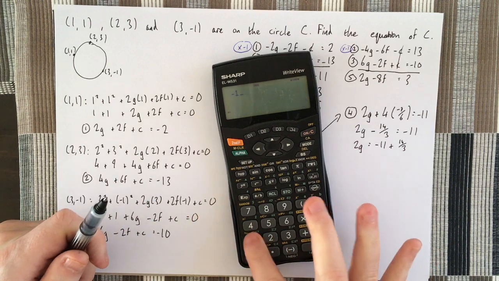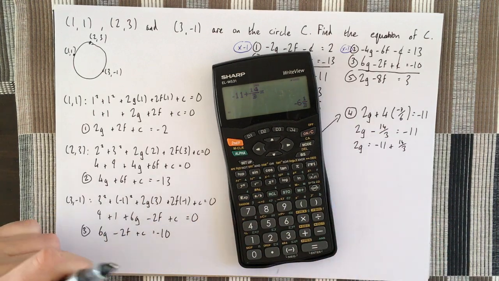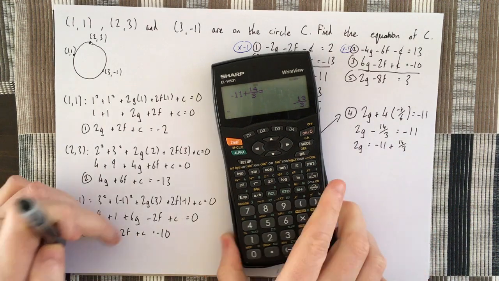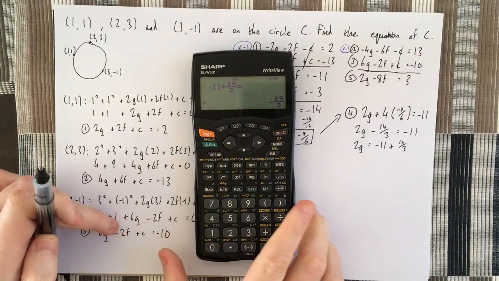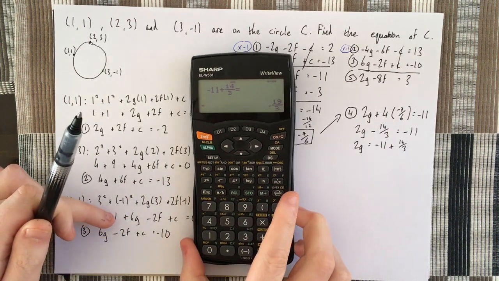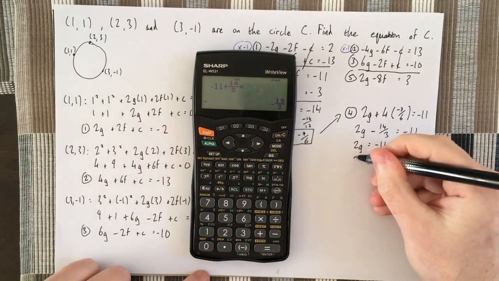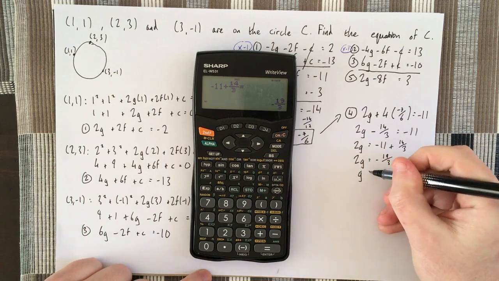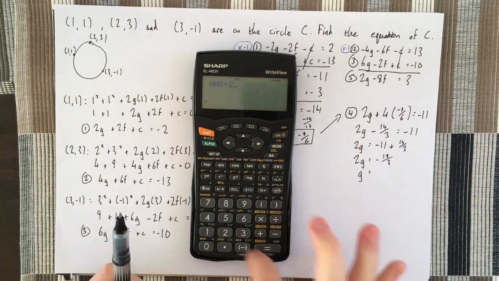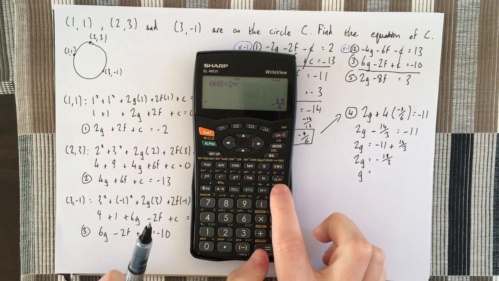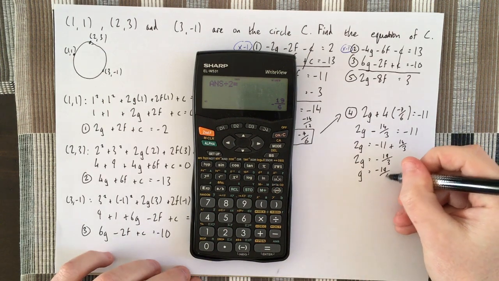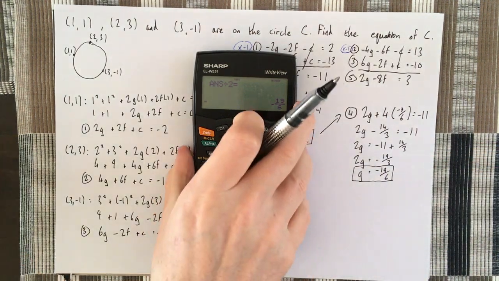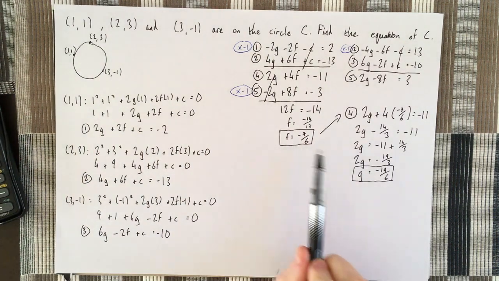So 2g is equal to minus 11 plus 14 over 3. So just moving it over. Minus 11 plus 14 over 3 is minus 19 over 3. So 2g is equal to minus 19 over 3. Then g, divide both sides by 2, and I get minus 19 over 6. So the fractions are maybe making it a little bit awkward, but the steps will be the same regardless of whether there's fractions there or not. So there's my f, there's my g.